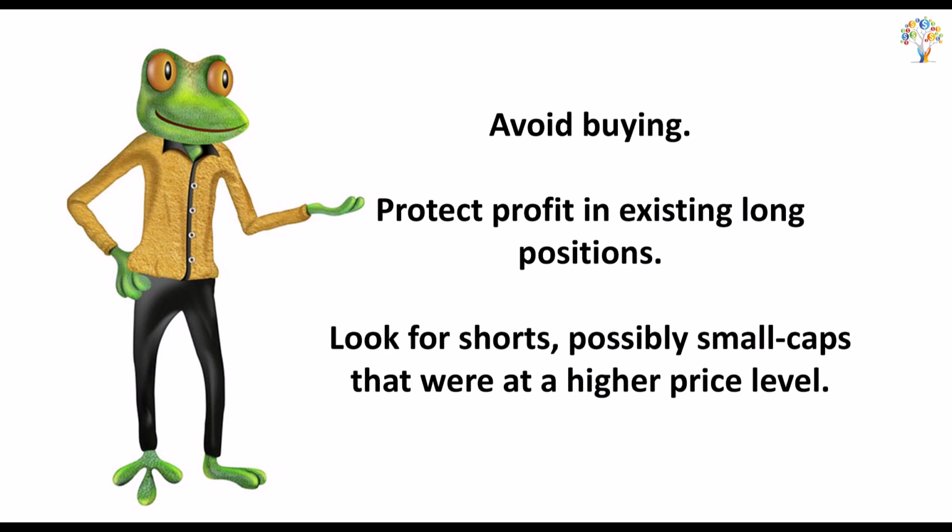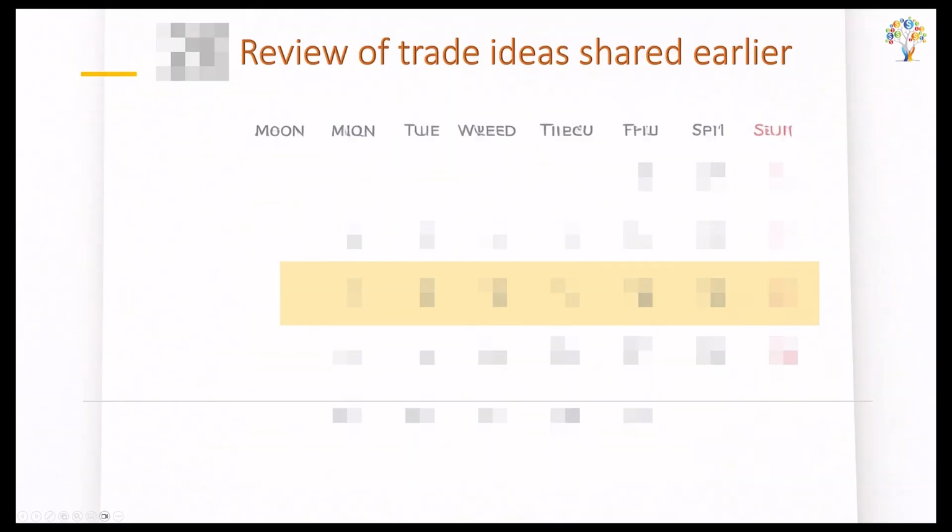None of the market ETFs allow buying. IWM allows shorting using reversal setups. Sector industry stock breadth allows shorting, does not allow buying. And daily technical breadth also allows shorting, does not allow buying. Considering all these together, my decision is to avoid buying. Protect profit in existing long positions, and I may even look for shorts, possibly small caps that are at a higher price level.